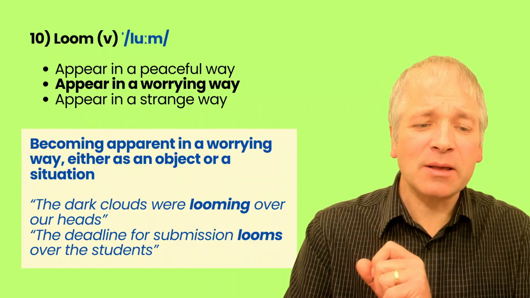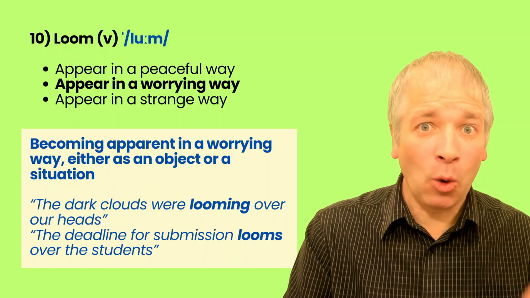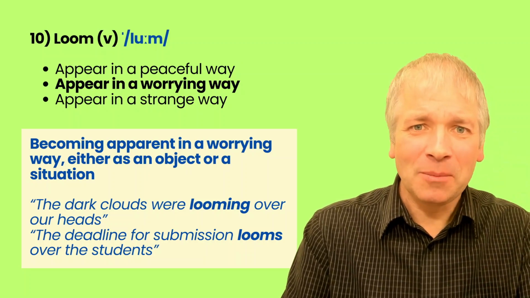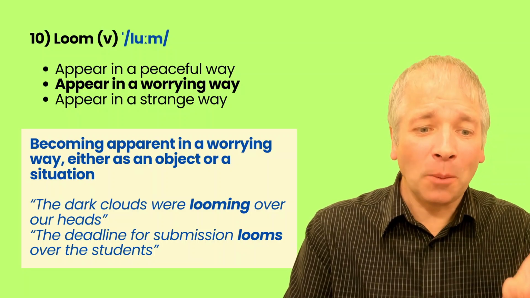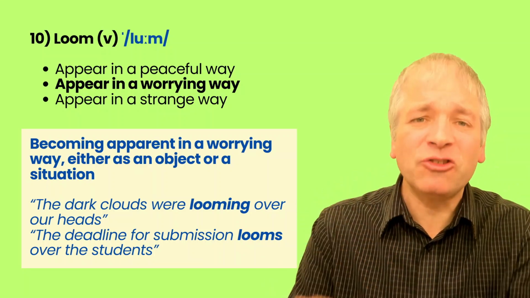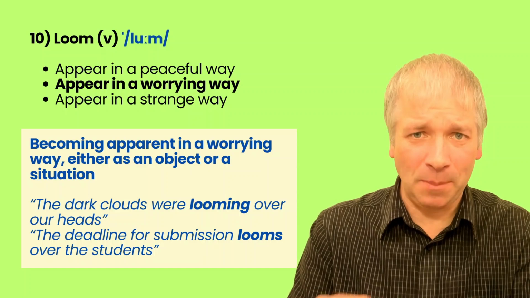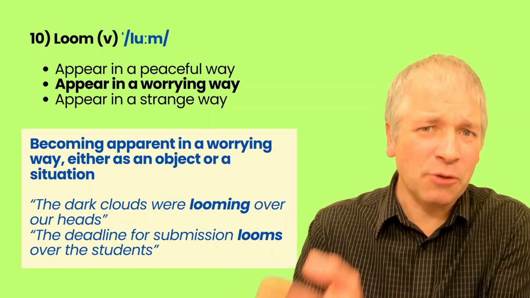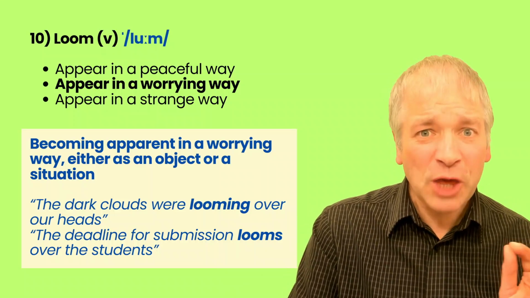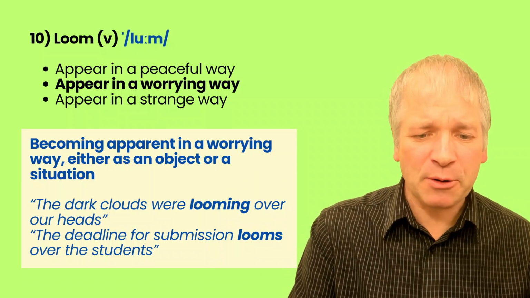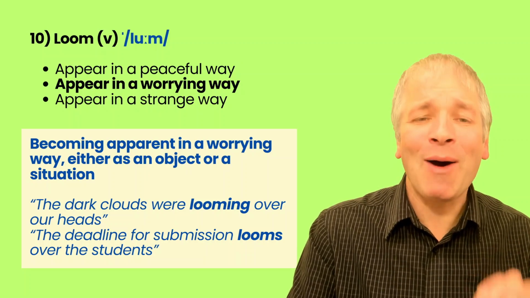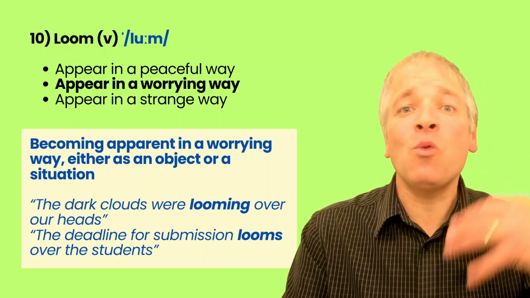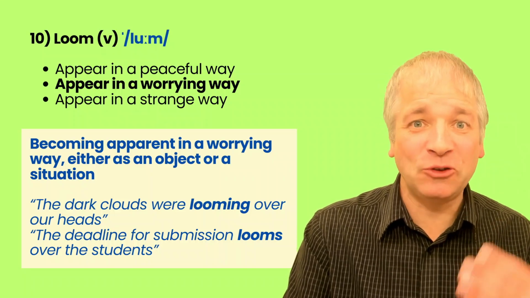This is when something becomes apparent in a worrying way, either because there's an object moving towards you or an object nearby, or there's a situation that's worrying you that becomes apparent. Here's an example of either an object or a situation. First, the object. The dark clouds were looming over our heads. So the dark clouds appeared and they caused us to worry, probably because we thought it was going to rain.